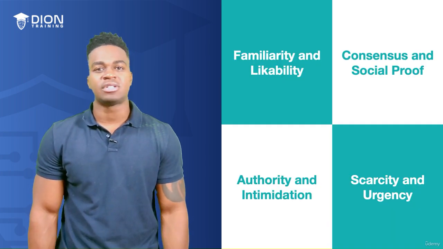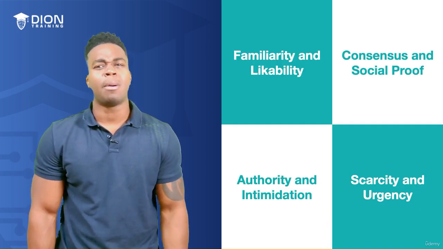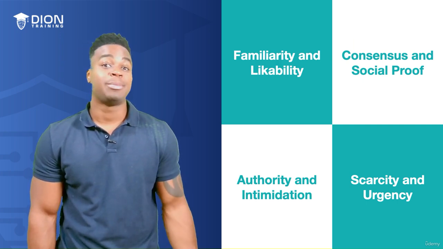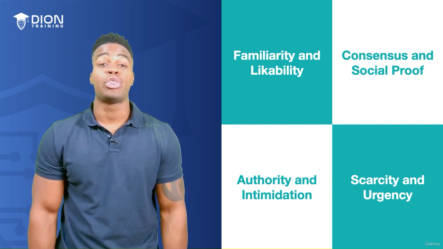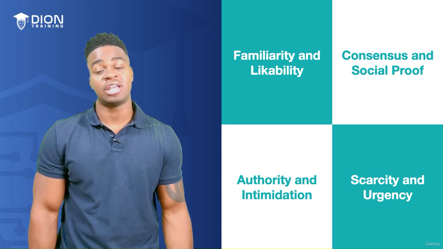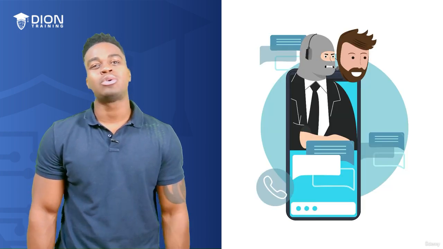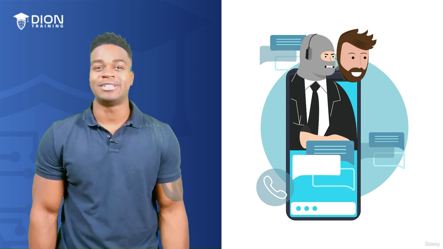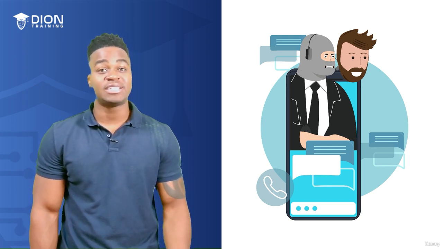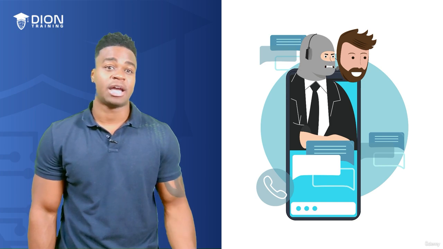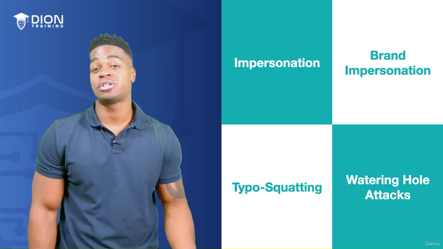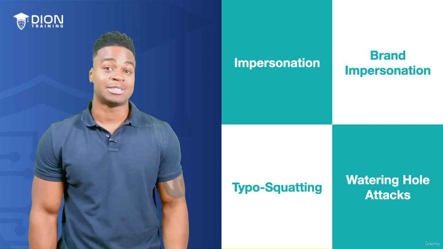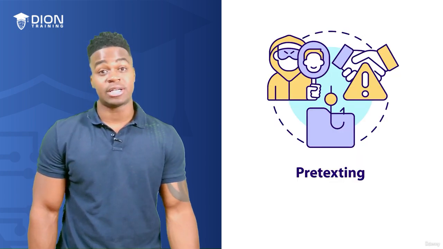As we kick off this section, we're going to first discuss the different motivational triggers used by social engineers, like familiarity, likability, consensus and social proof, authority and intimidation, and also scarcity and urgency. Then we will discuss impersonation. Impersonation simply means pretending to be someone else, and that is one of the most basic forms of social engineering techniques used by attackers when they're trying to conduct a general impersonation attack, brand impersonation, typosquatting, and water hole-based attacks.